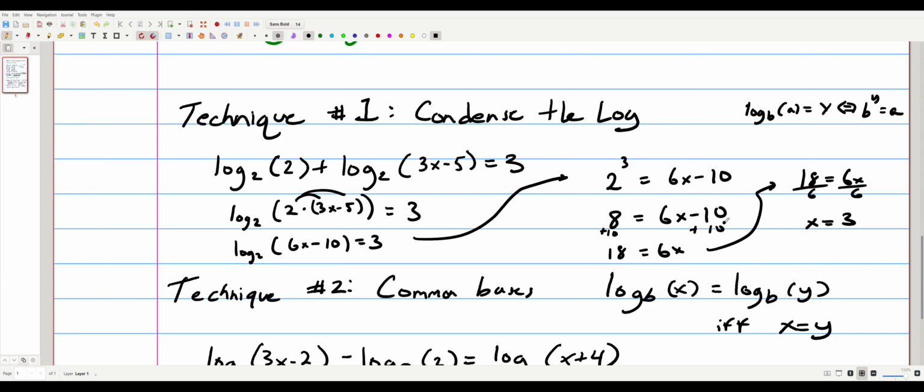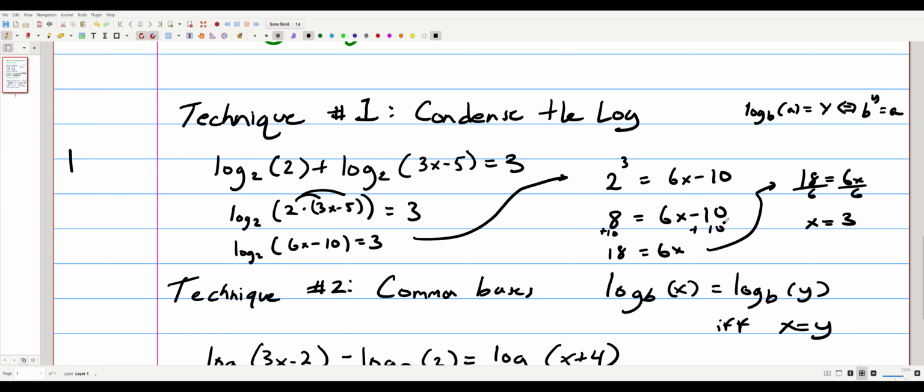Okay. Let's plug that in quickly to check to see if it works. 3 times 3 is 9, minus 5 is 4. Using the properties of logs, log base 2 of 2, log base 2 of 4, 2 times 4 is 8. And so we have log base 2 of 8. And that evaluates to 3.